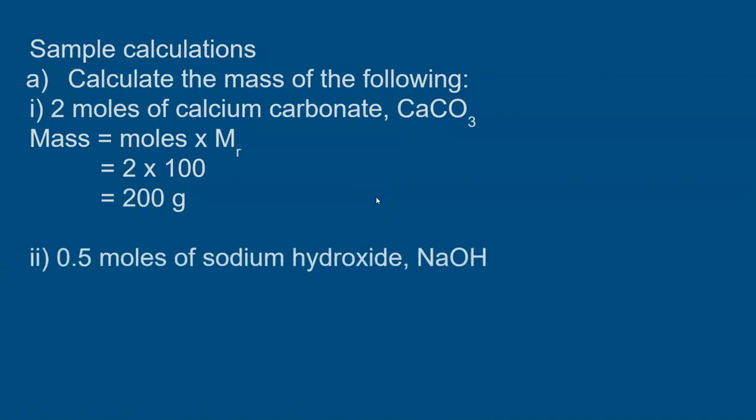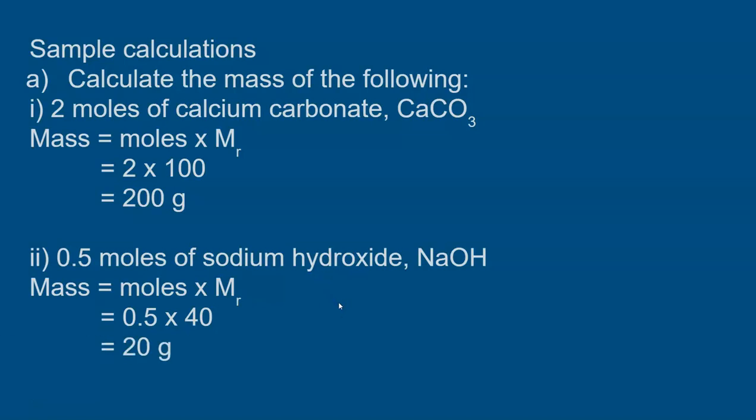Second sample calculation. By all means pause the video, shut me up for a minute or two and try and work it out yourself if you wish to. Same magic formula, mass is moles times MR. So 0.5 times the MR of sodium hydroxide. MR of sodium hydroxide, 23 plus 16 plus 1, which is 40. So your sum is 0.5 times 40, which comes to, doesn't take a genius to work it out, which is why I can do it, 20 grams.